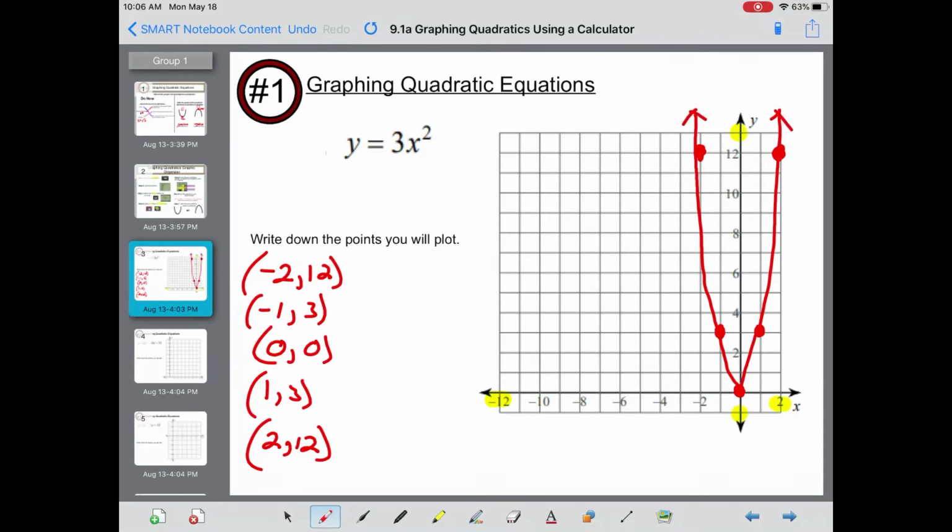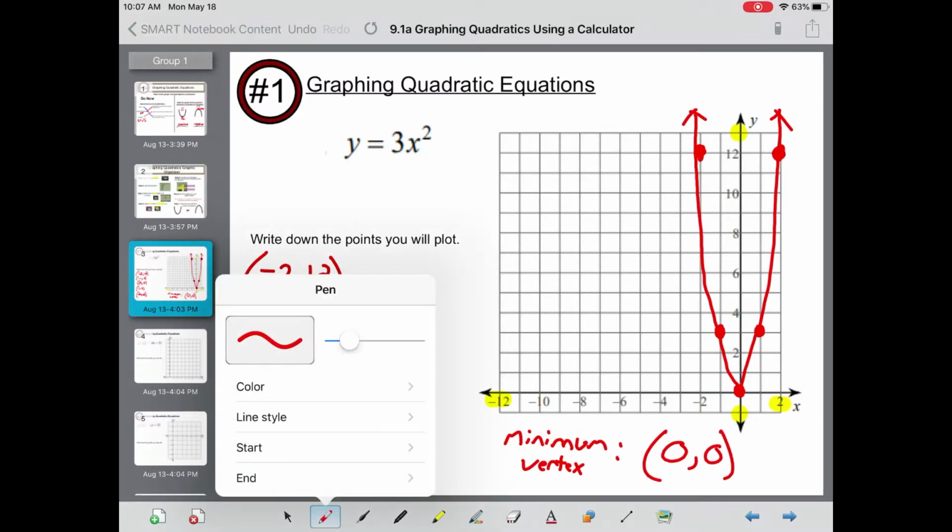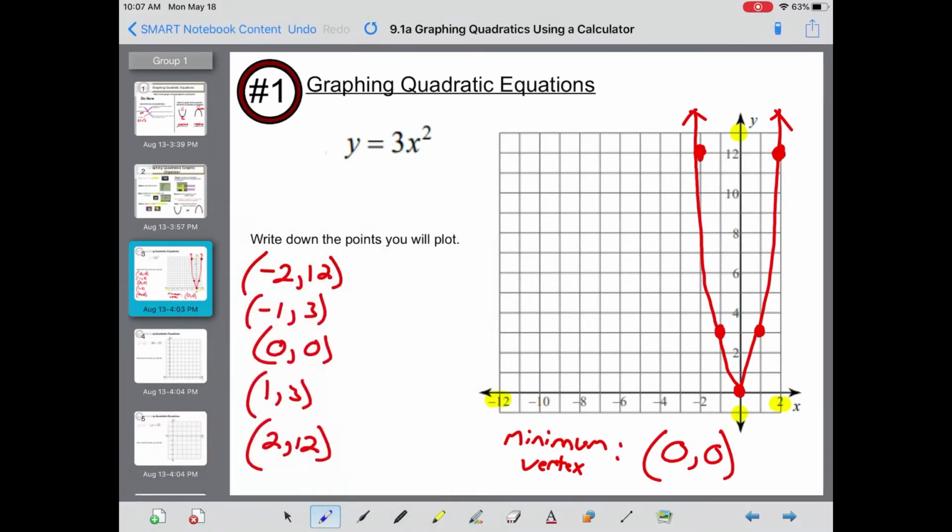And here is your parabola. Positive opens upward, has a minimum, and the minimum vertex is at 0, 0.